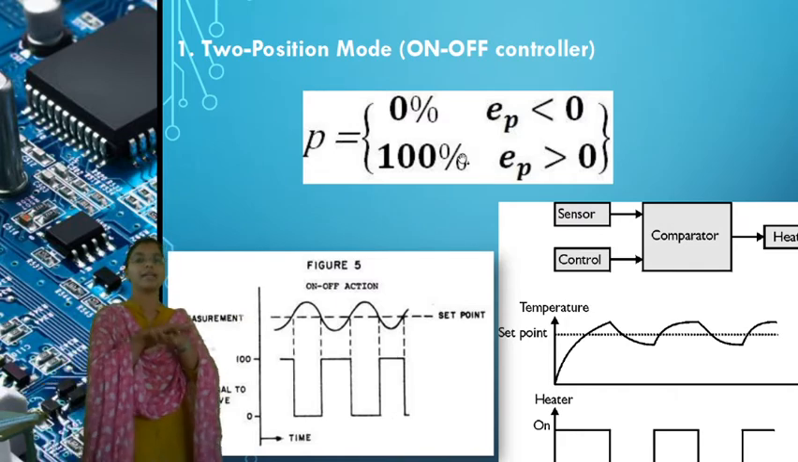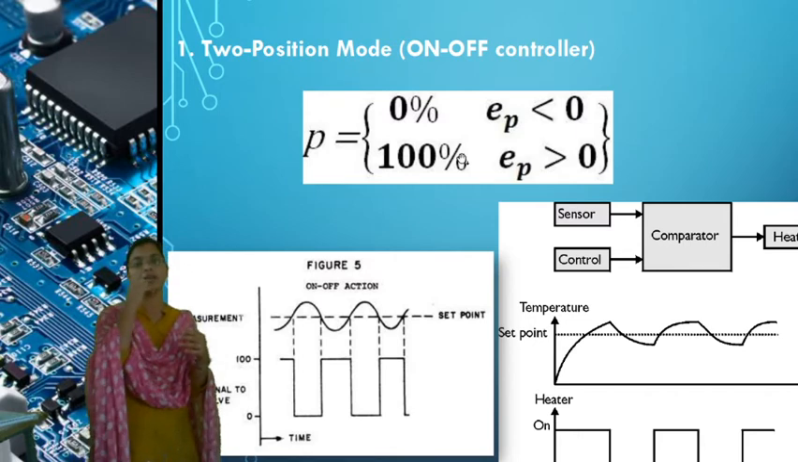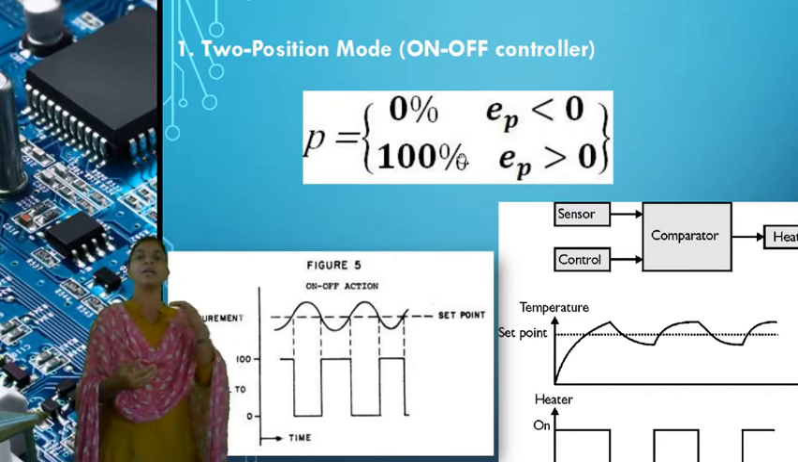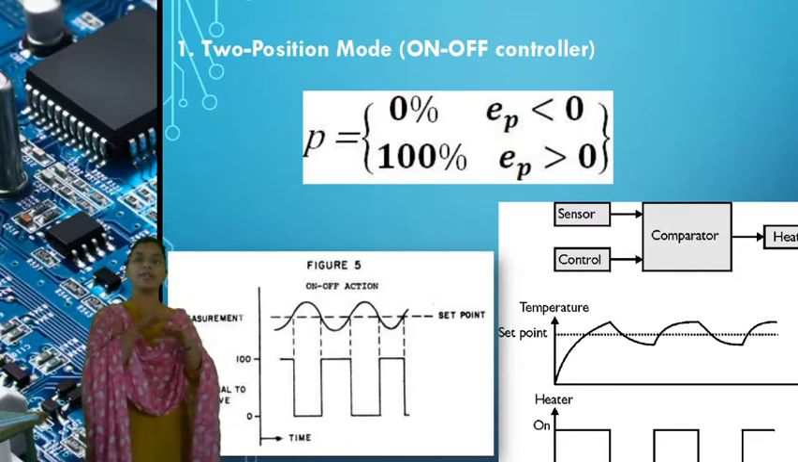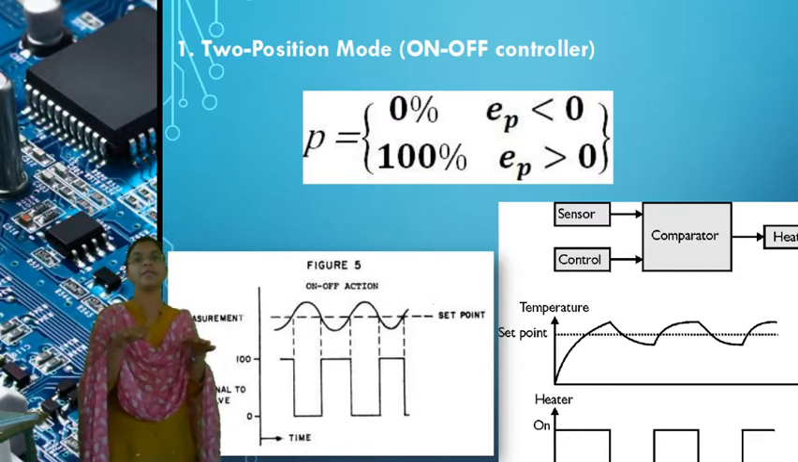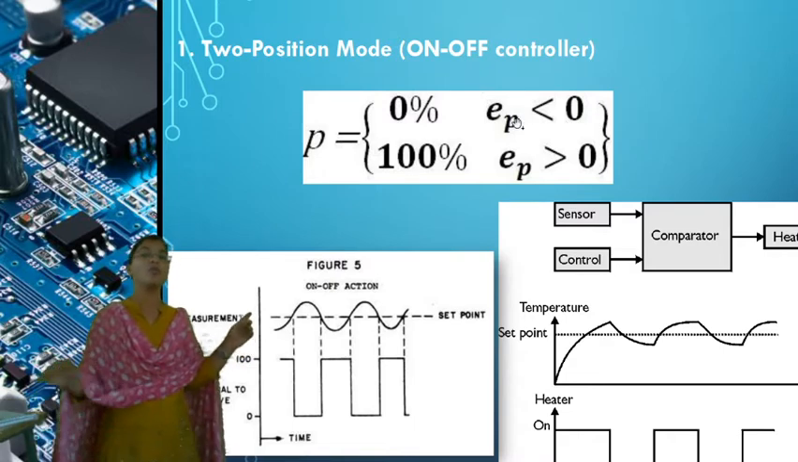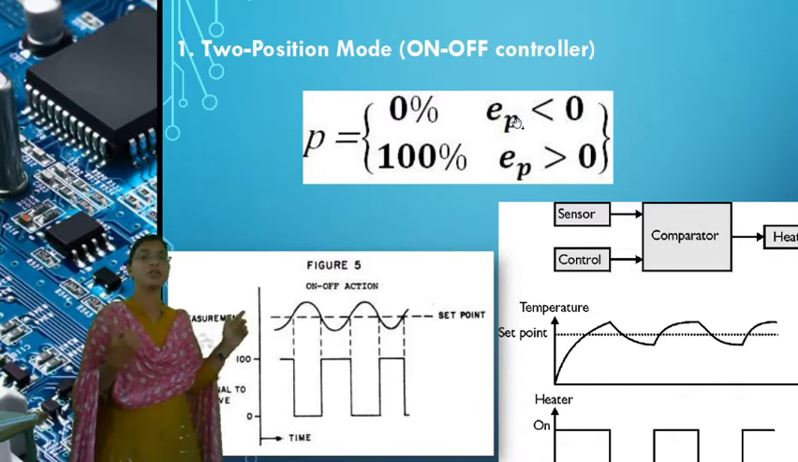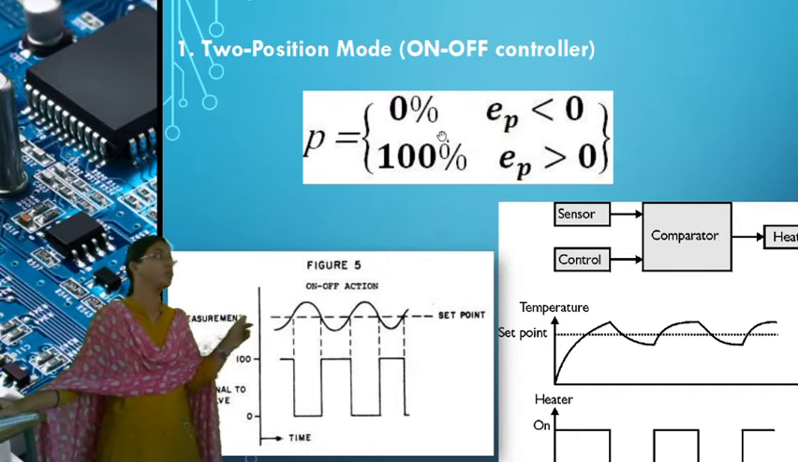For example, my tank is full, that is overflow. Overflow means the measurement value is higher than the set point. Say I fixed the set point at 90%, but my tank is overflowing. Then the measured value is above the set point, so the error value is less than 0. What should you do there? You are going to switch off the motor, which means you give 0% controller output.